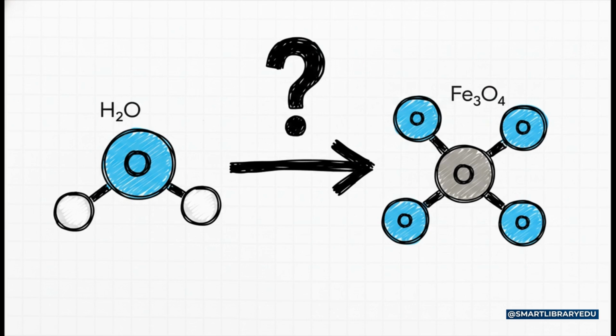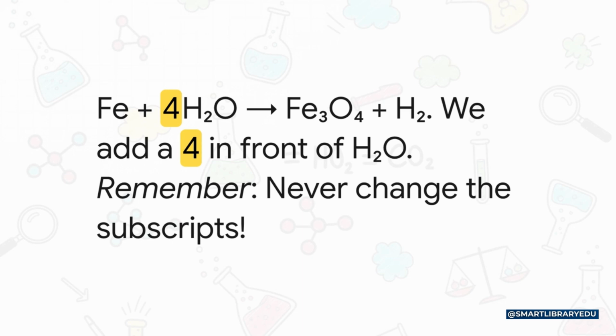We see we have 4 oxygens on the right, but only 1 on the left. So our first mission is clear. We need to get 4 oxygens on the left side. And how do we do that? We just put a big 4 in front of the H2O.